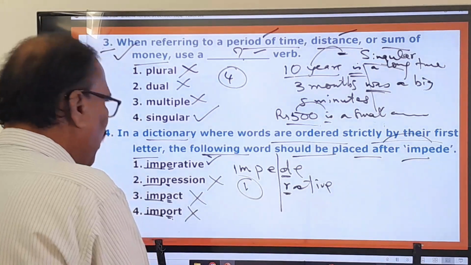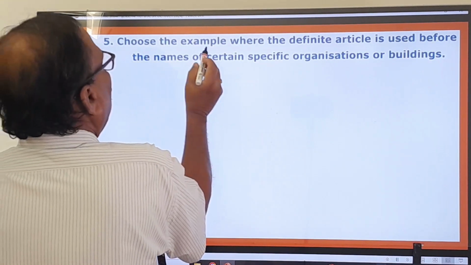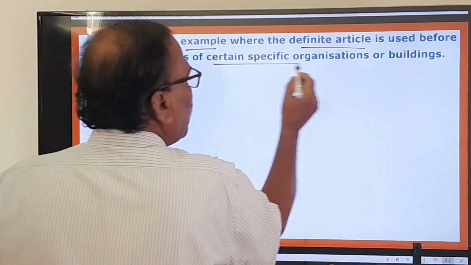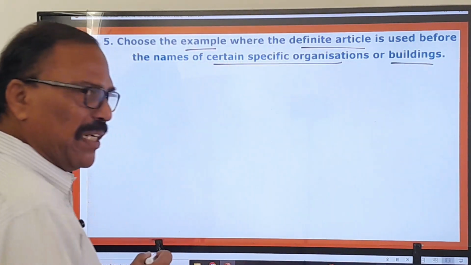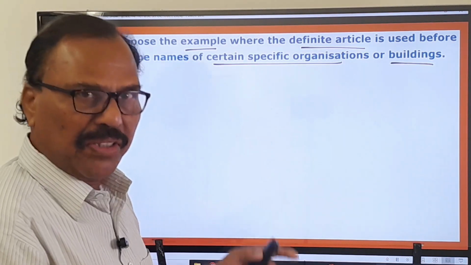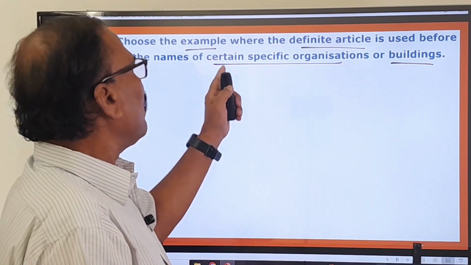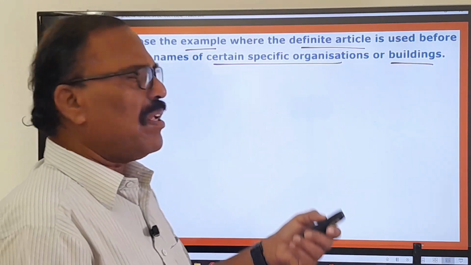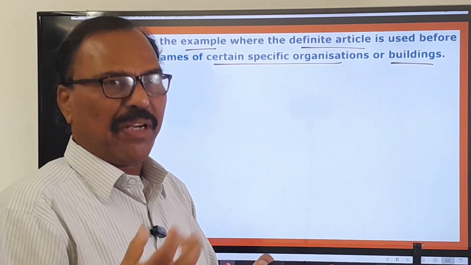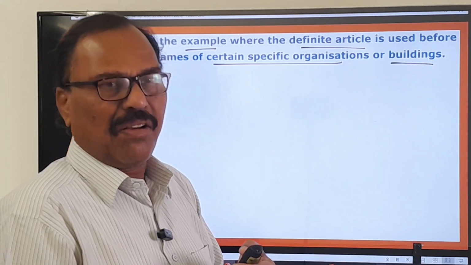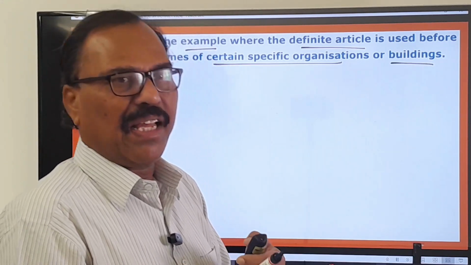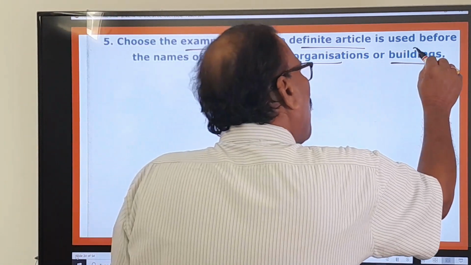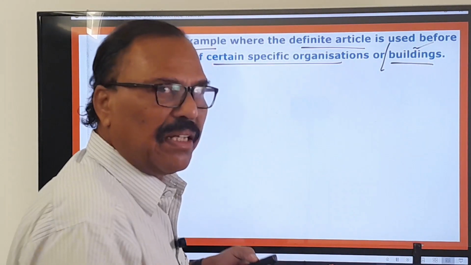Now we move on to the fifth question. Choose the example where the definite article is used before the names of certain specific organizations and buildings. You know very well, the definite article is used before certain specific organizations and buildings. Big buildings are there, the monuments are there. The Taj Mahal is there, the Charminar. So here buildings are monuments. Before them we have to use the definite article.